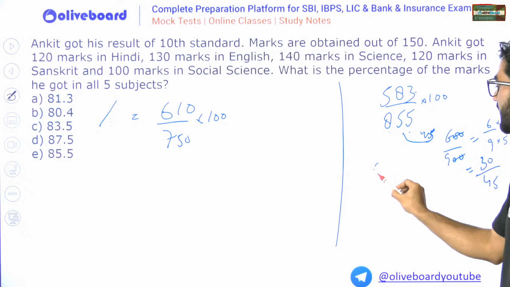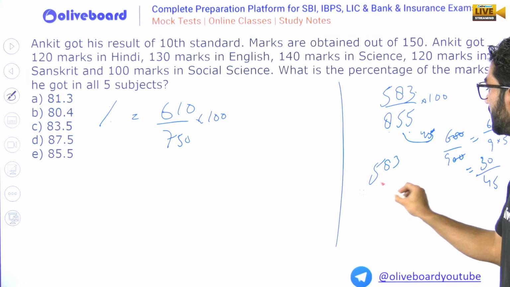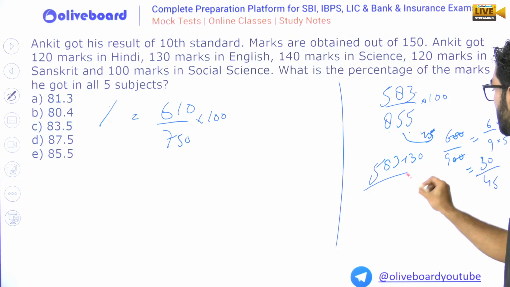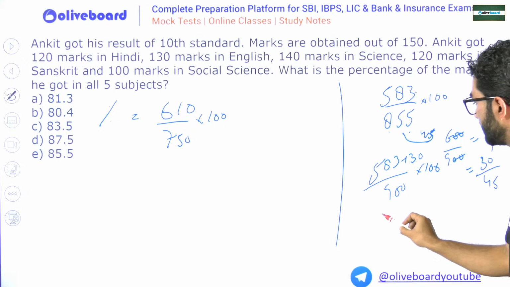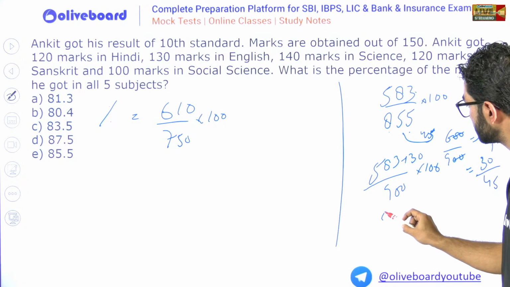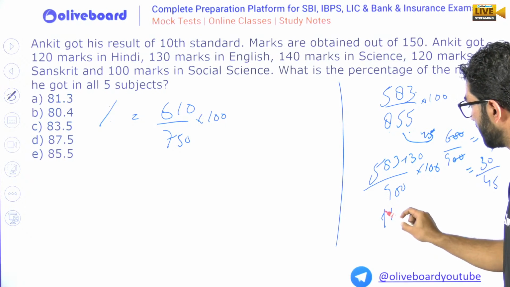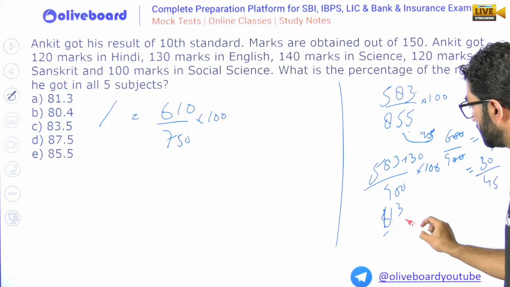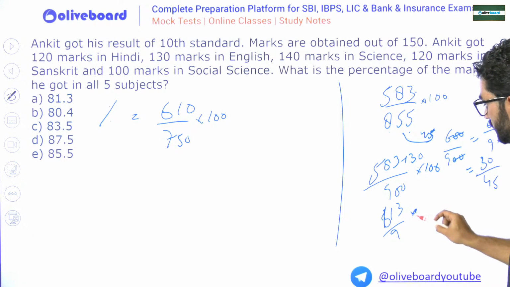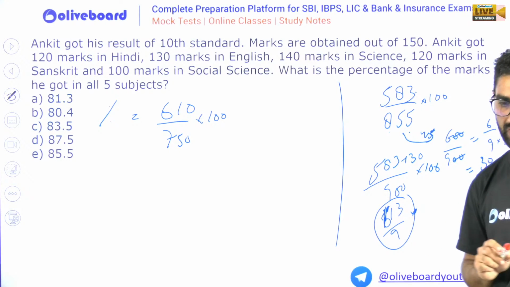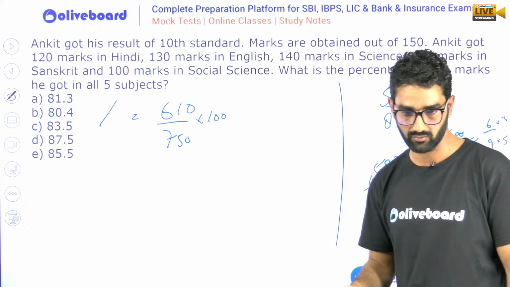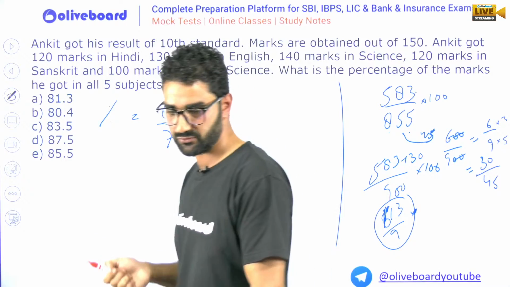Definitely, if you take this 583 and I add 30, it will become 613, and the denominator will become 90 also. So we can write this one as 613 divided by 9. This is over. Now it's quite easy for me to calculate this percentile. Similarly you can calculate that one also. This is how fast a calculation you can make.